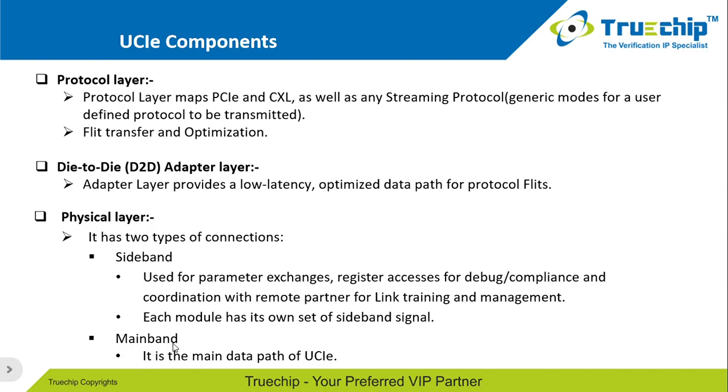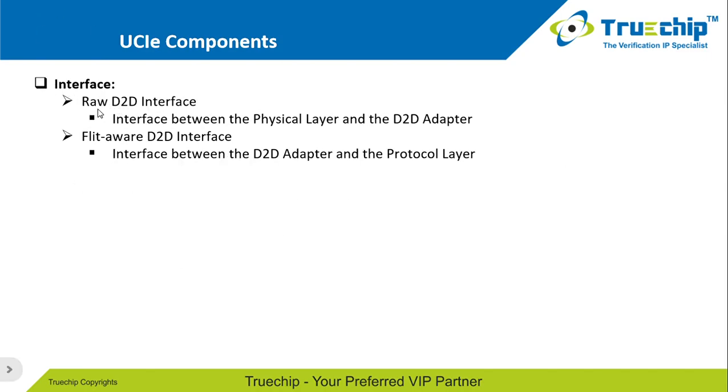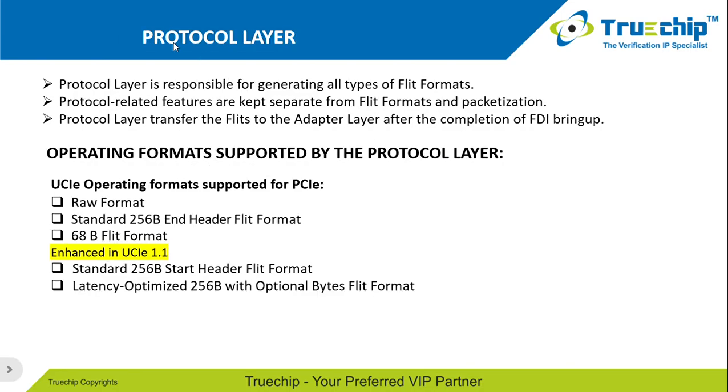And the second interface is the main band, which is the main data path of UCIe from which the main flits will be transmitted. UCIe also has two more interfaces. The first one is the raw D2D interface, also called the RDI interface, which is an interface between the physical layer and the adapter layer. And the second is the FDI interface, the flit-aware D2D interface, which lies between the D2D adapter and the protocol layer.